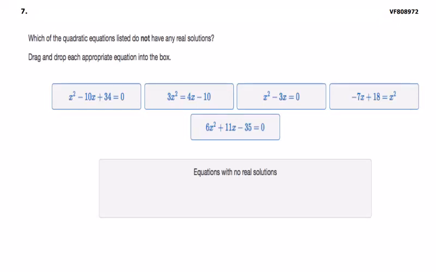All right, everybody. This is number 7 from the 2016 released items, and this is a quadratic equation situation. They're asking which of the quadratic equations listed do not have any real solutions. Drag and drop each appropriate equation into the box.